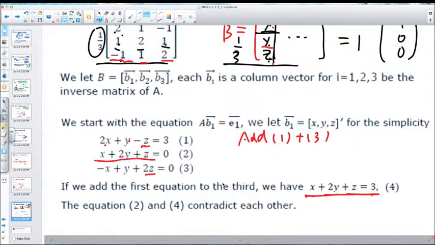Now you compare to the second equation. X plus 2y plus z equals 0. Then if you let the 4th minus the 2nd, the left sides are the same, you get 0 equals 3. No way. That I call a contradiction.